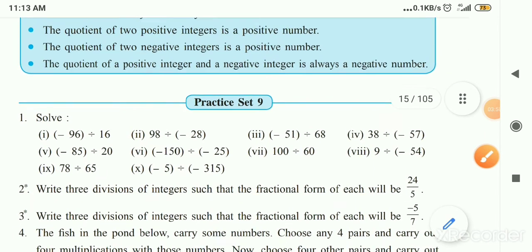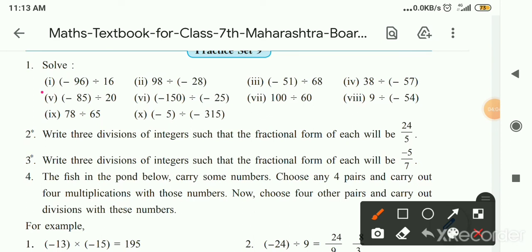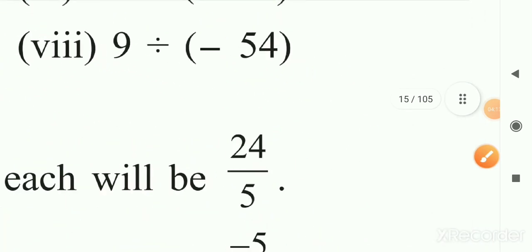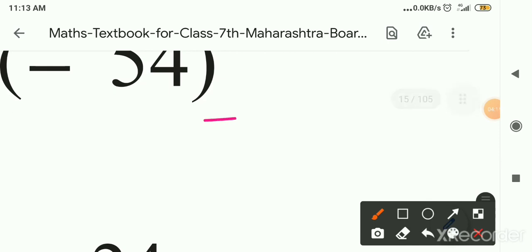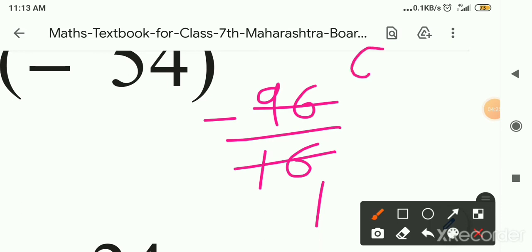Here some examples are given. Some of the examples I will solve here. This is minus 96 upon 16. How to solve this example? Signs are different, that's why I took this example. You know that 16 is present inside 96. 16 sixes are 96. Now the sign of the answer will be minus, so the answer is minus 6.